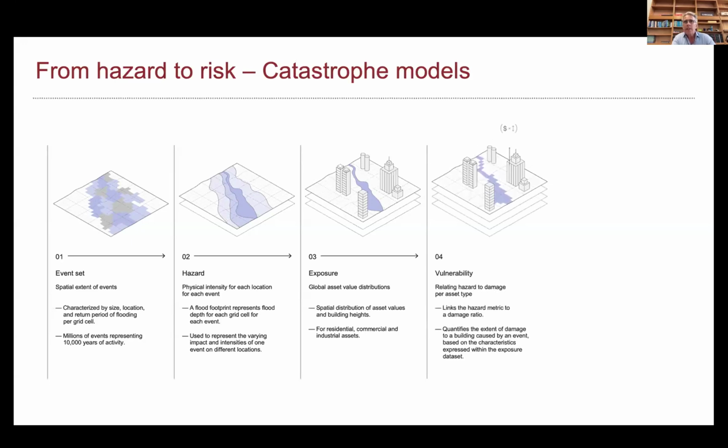Then we need vulnerability curves. We need to know if a flood event of that depth were to happen, how would the structure that exists at that location be affected? So we need depth damage vulnerability curves for each asset class and how those might vary across the globe.